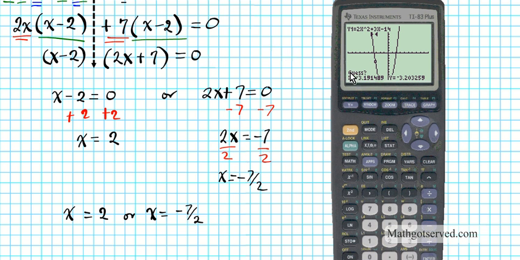And then it's going to ask guess. That means you want me to guess what the 0 is between these two arrows. You press enter. Bam, negative 3.5. And that's exactly the same thing as negative 7 over 2. All right? So that means this answer is correct.